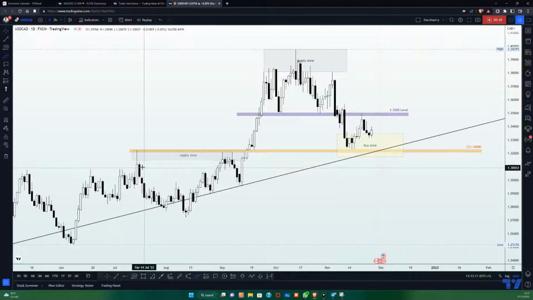Now, if we zoom in to the structure here that is between the month of July and now, there is an important structure here that we need to take into consideration. And that is the 1.3200 level, which has been a major determinant of price action in the last 4 to 5 months.